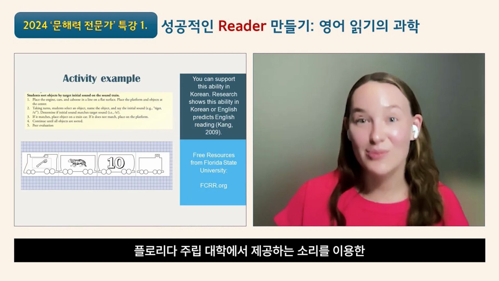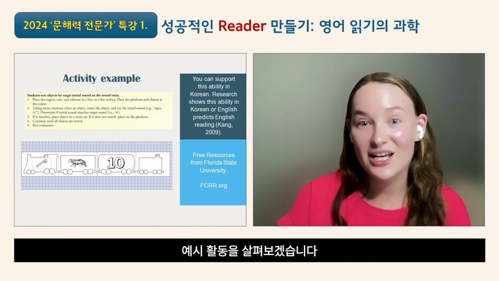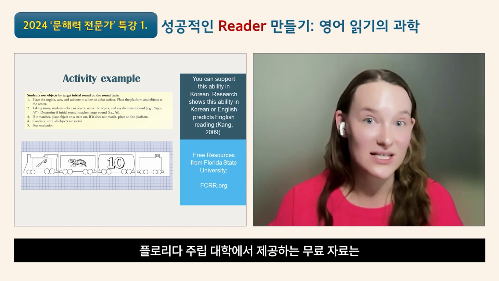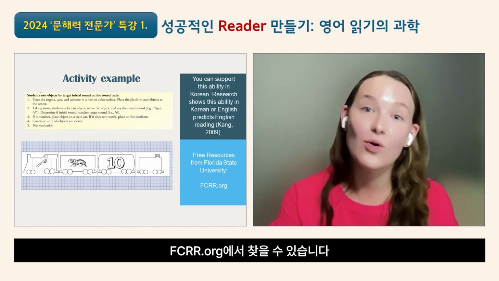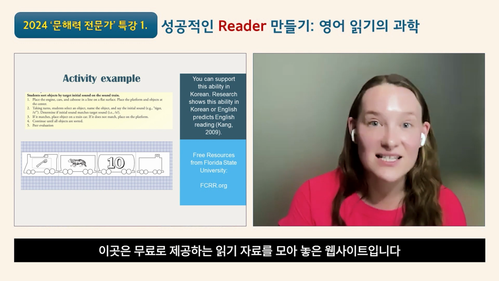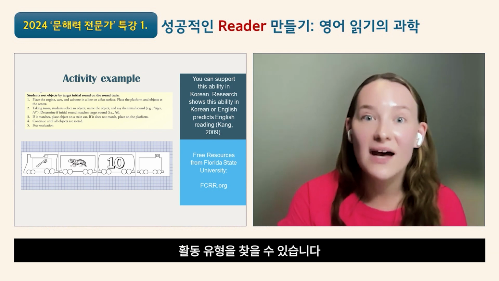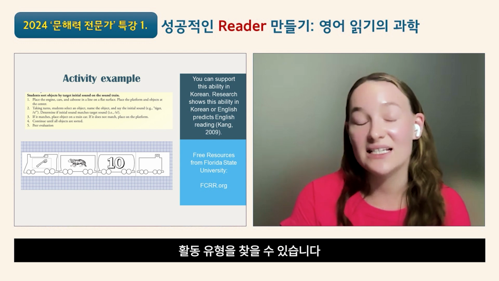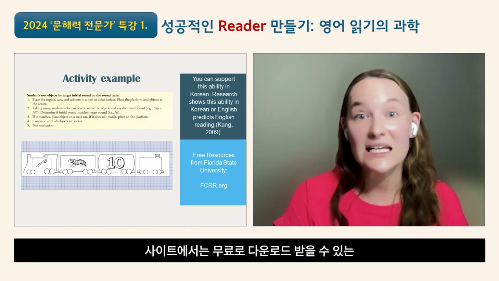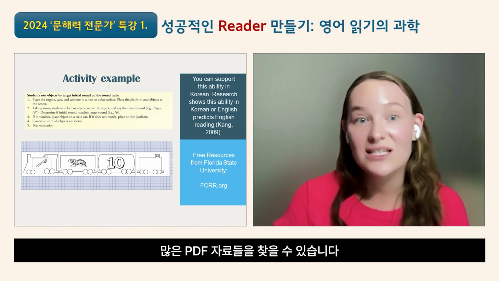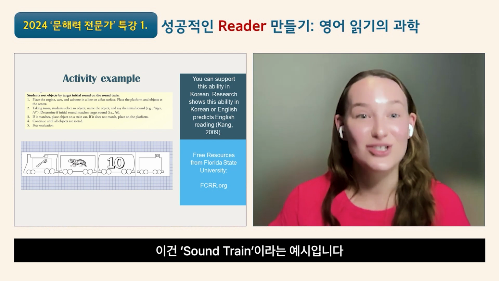Let's take a look at an example activity with sounds from Florida State University. You can find more free resources from Florida State University at fcrr.org. This is their free repository of reading resources. You'll need to navigate the site a little bit to find the right age range and type of activities for your child. But once you're there, you're going to see lots of free PDF downloads that you can take a look at. This example is called Sound Train.